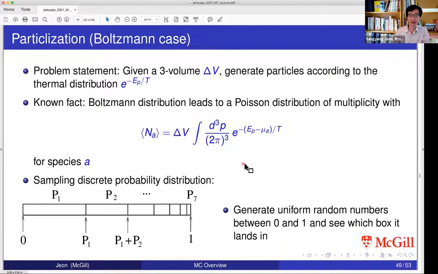Well, a Poisson distribution is a discrete probability distribution. So what you do is you just lay them all in a bar. You start with P1, P2, P3, and so on up to a certain maximum number. You generate a random number and see which box that number falls into. That's it. If the random number value was inside this second box, you generate two particles. If the random number was in this box, you generate five particles, and so on and so forth.